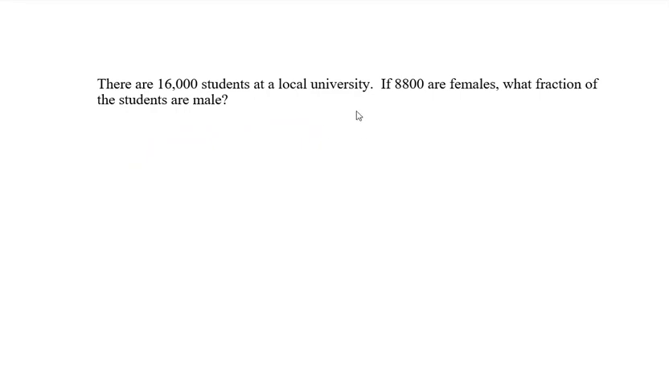First of all, we have to do some subtraction here, right? Because if there are 16,000 students and 8,800 are female, then we need to find out by subtraction how many are males. We're going to have to borrow from the 6, make a 10 there, so that 10 minus 8 is 2, and then 5 minus 8, that's 15, we borrow from the 1, 15 minus 8 is 7. So 7,200.